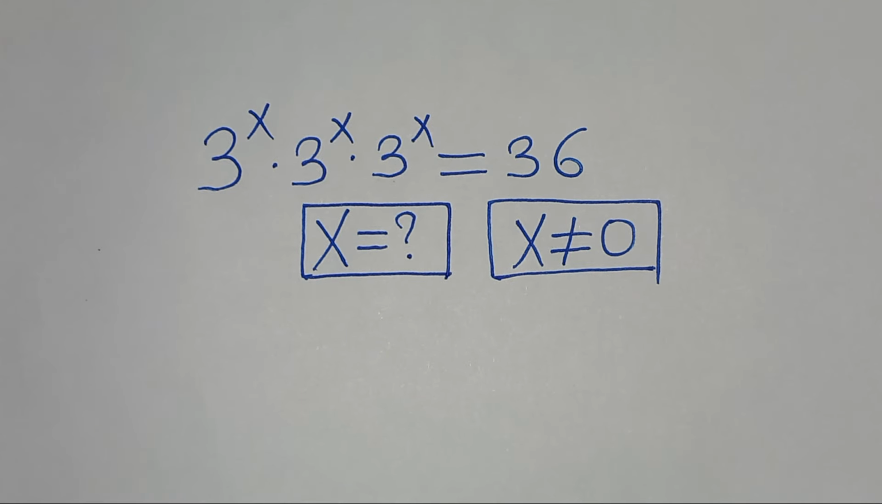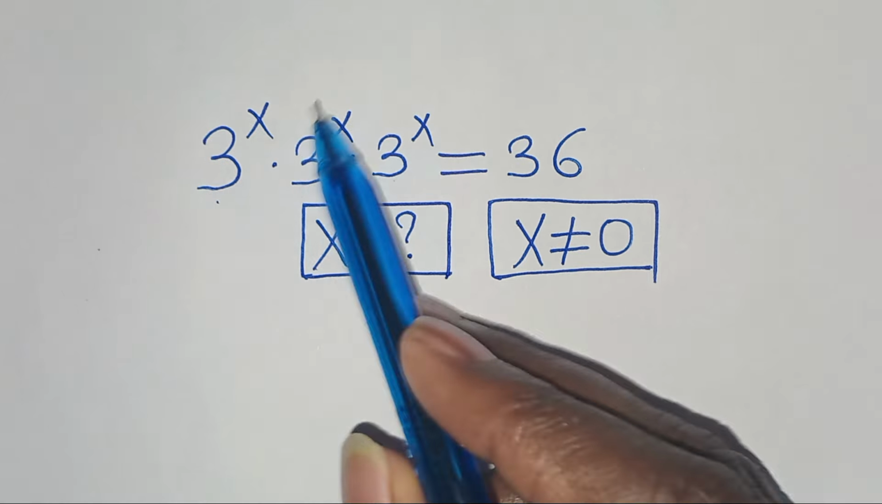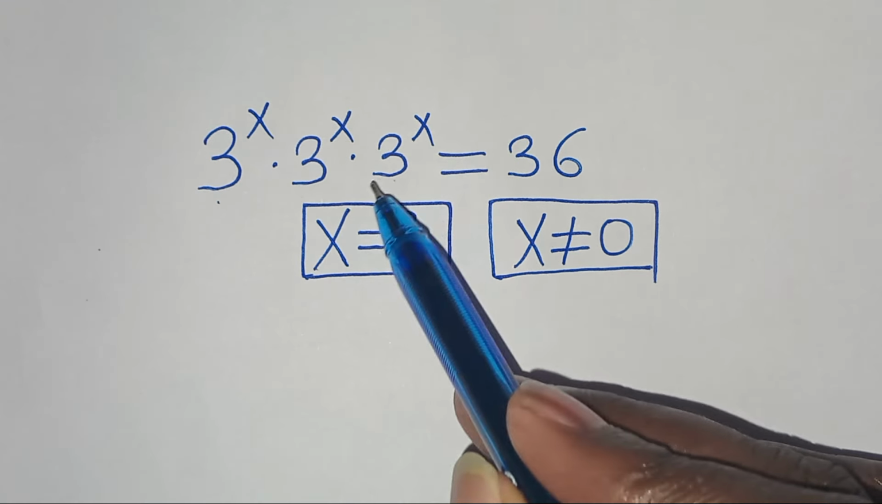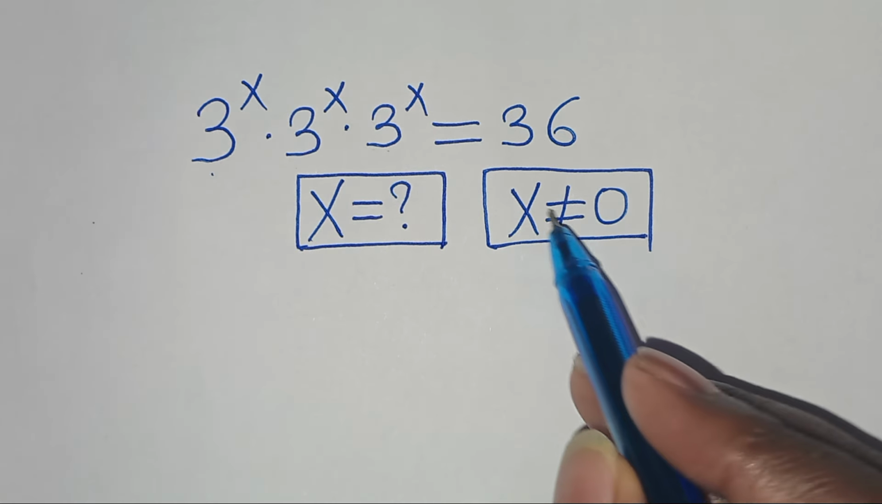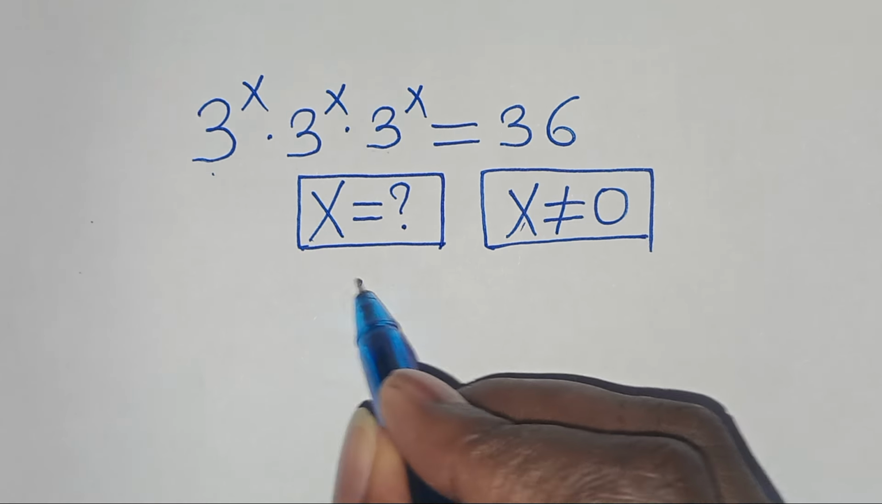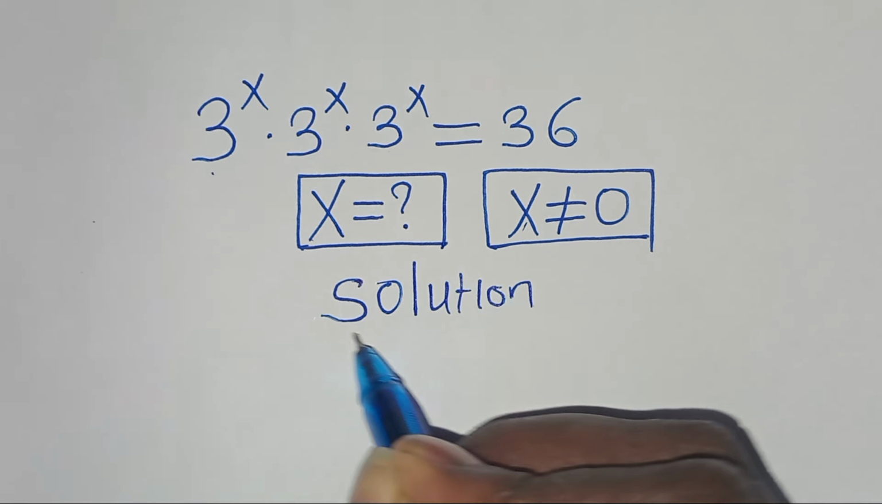Everyone, you're welcome to solve this nice exponential equation, which is 3 to the power of x times 3 to the power of x times 3 to the power of x. This is equal to 36. So what is the value of x given that x is not equal to 0? So let's provide a solution from here.